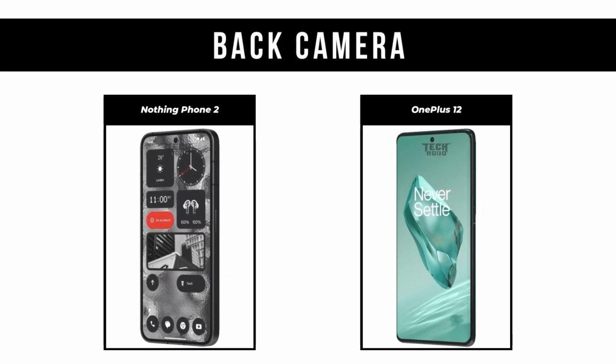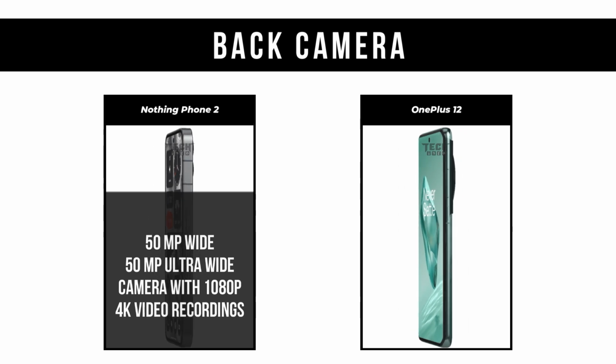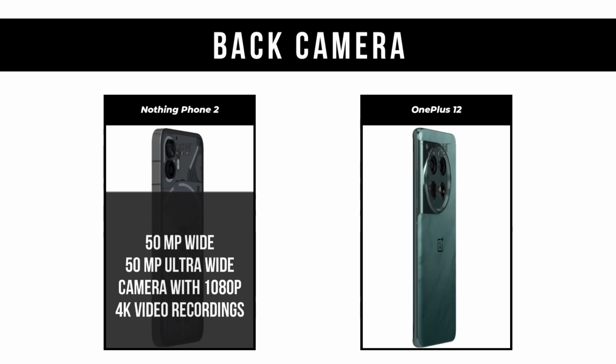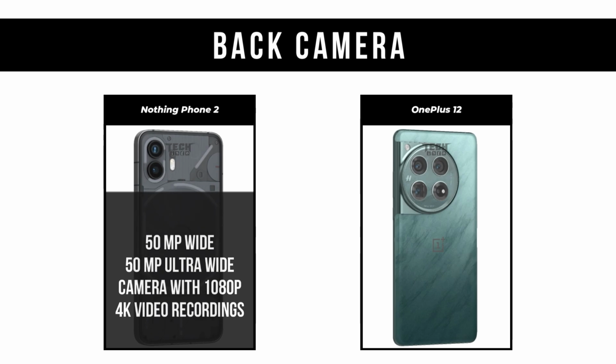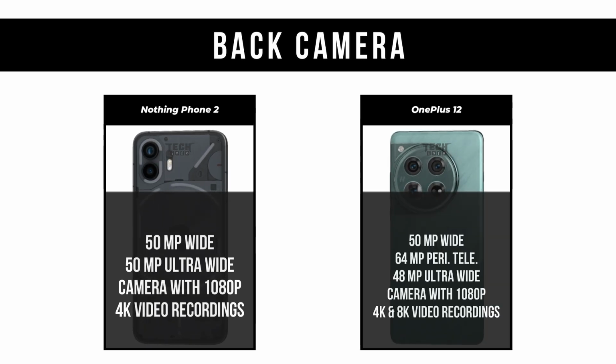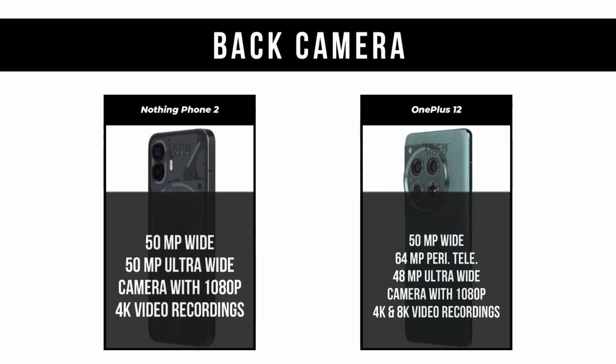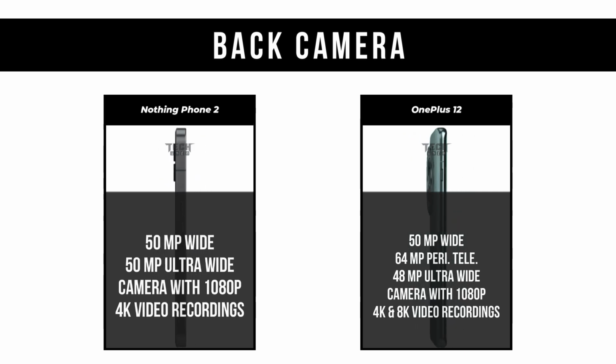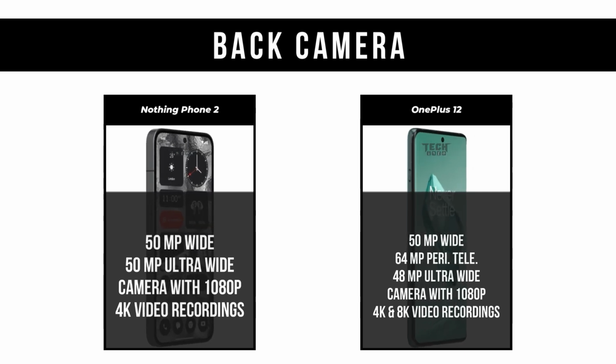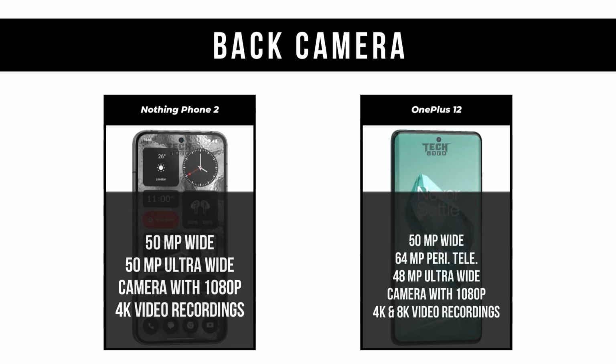Back camera. Nothing Phone 2 is 50MP wide and 50MP ultra-wide camera, with 1080p and 4K video recordings. OnePlus 12 is 50MP wide, 64MP periscope telephoto, and 48MP ultra-wide camera, with 1080p, 4K, and 8K video recordings.